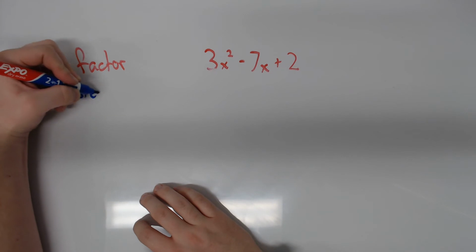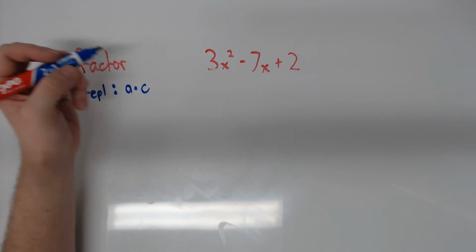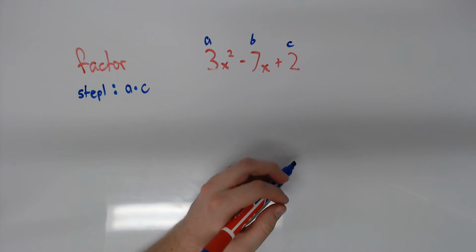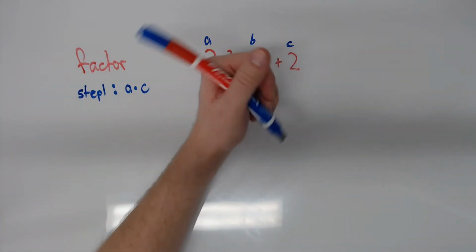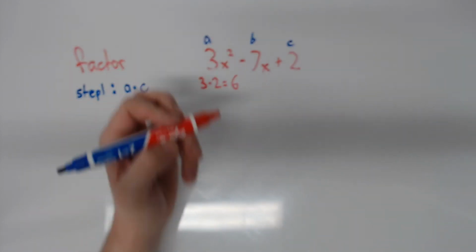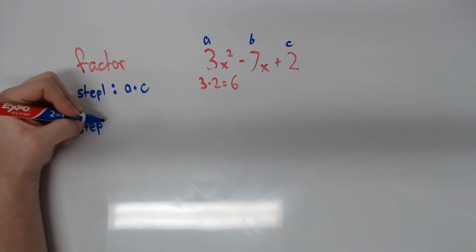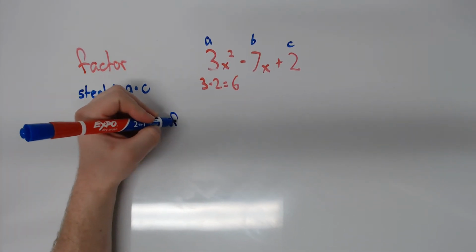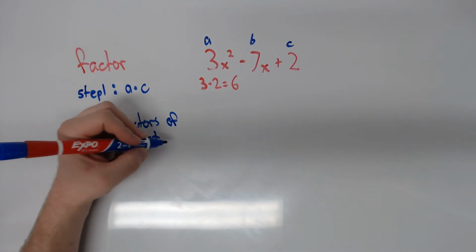Step 1. A times C. Remember, those are our A, B, and C. So A times C, 3 times 2 equals 6. Step 2. Factors of A times C that equal B.